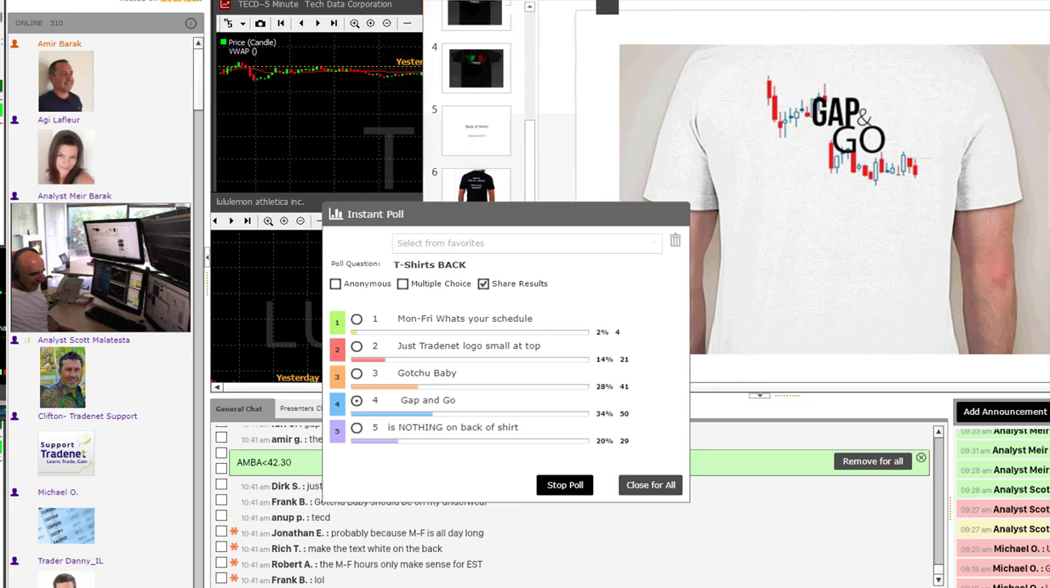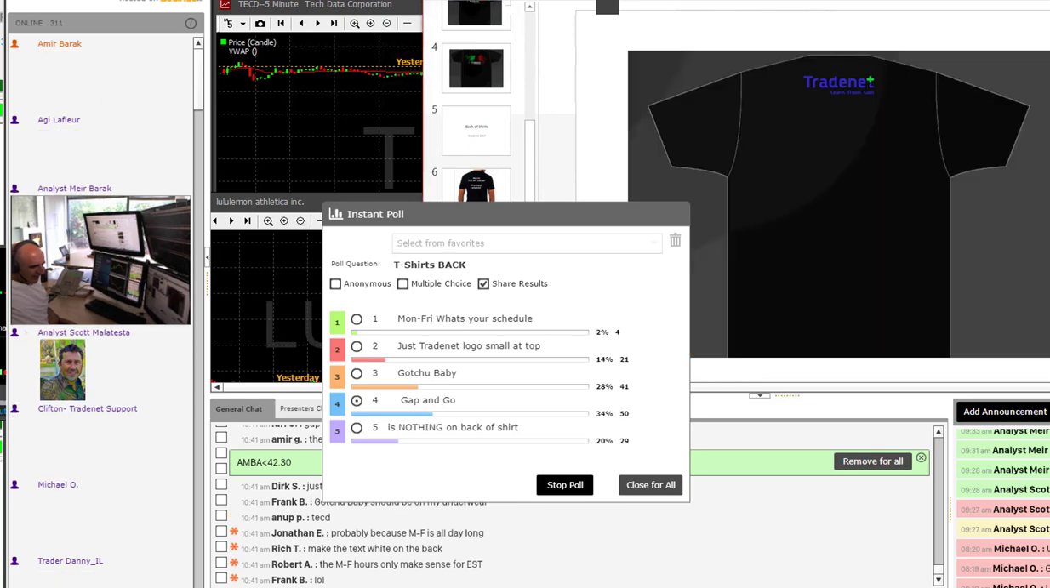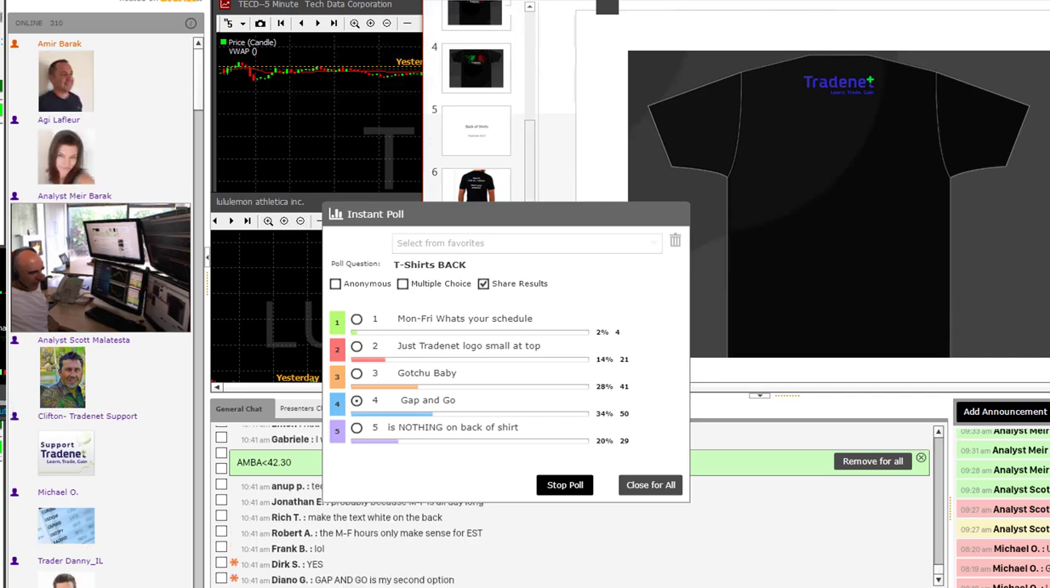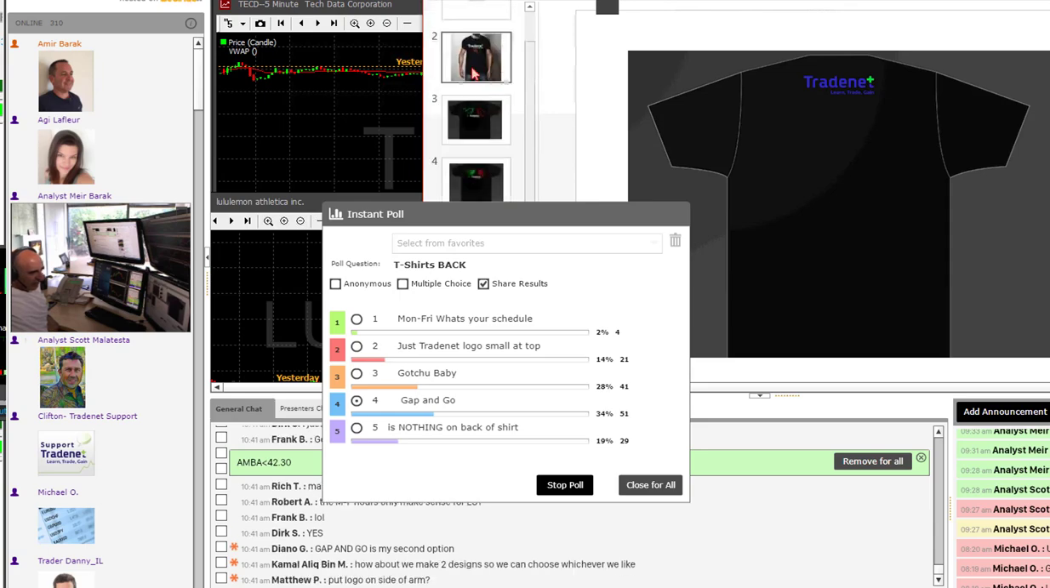The other thing is, should we just go maybe with a TradeNet logo and keep it simple? It also has to do with what we pick on the front, because if we already have the chart thing on the front, we may rethink about the back.